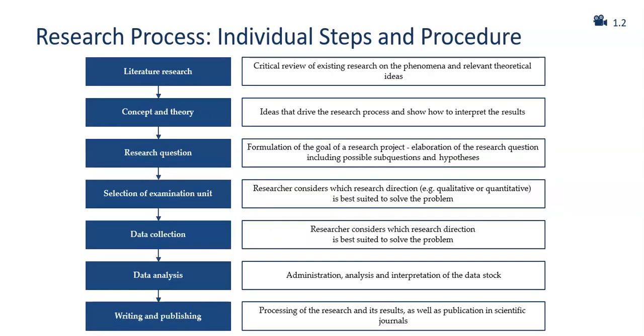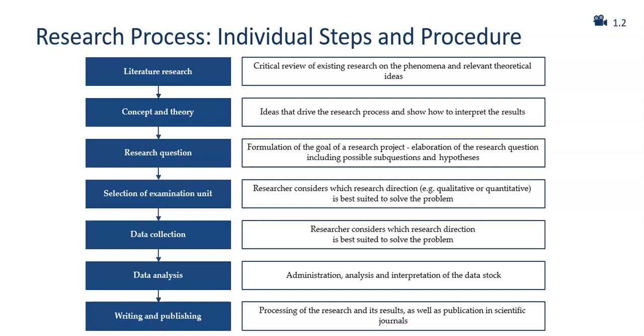One can distinguish between 7 different steps of the research process. One of these steps, which typically takes place at the beginning of a research project, is the literature research. The literature research involves the critical examination and review of the academic literature on a particular phenomenon. Only by knowing this literature can one later ask a precise research question that encompasses a circumstance that has not already been researched. A second step of the research process consists of concept and theory.